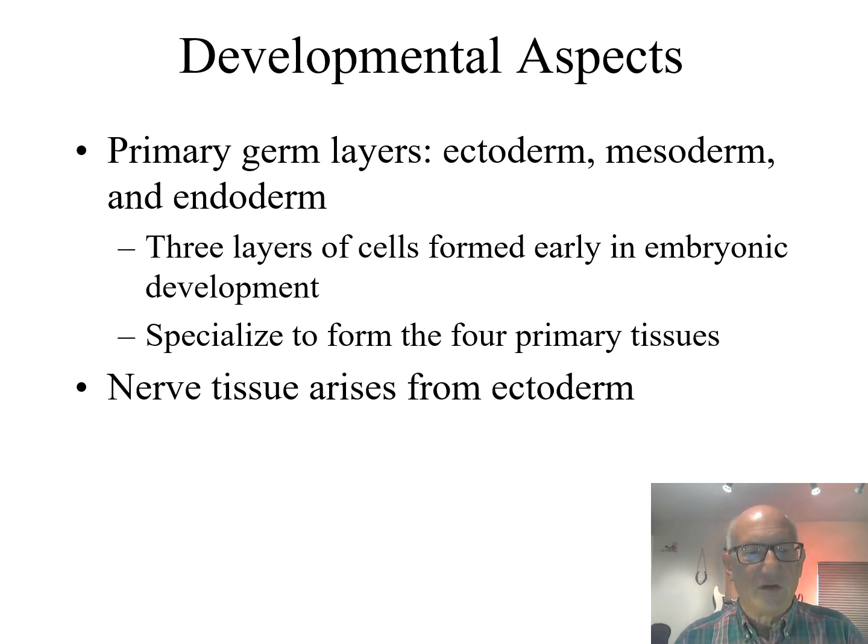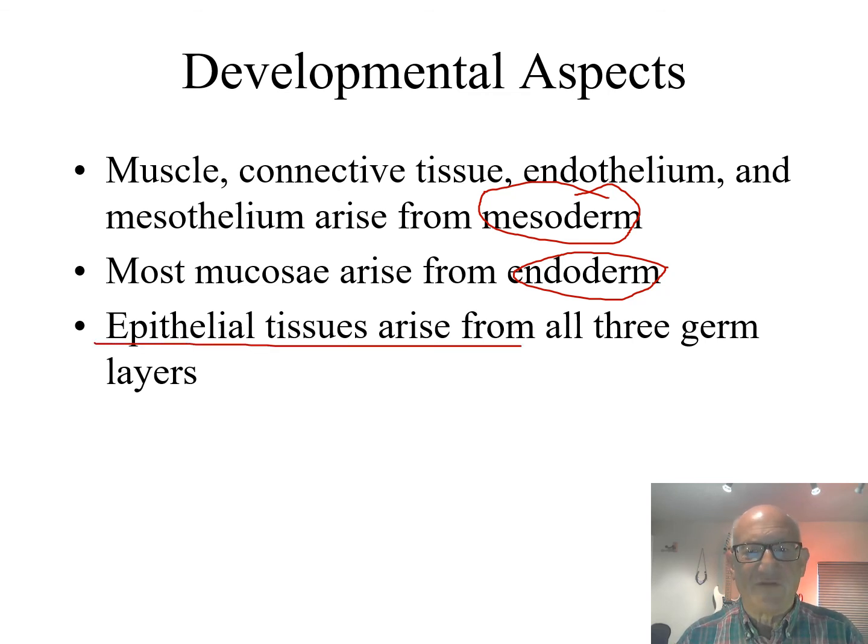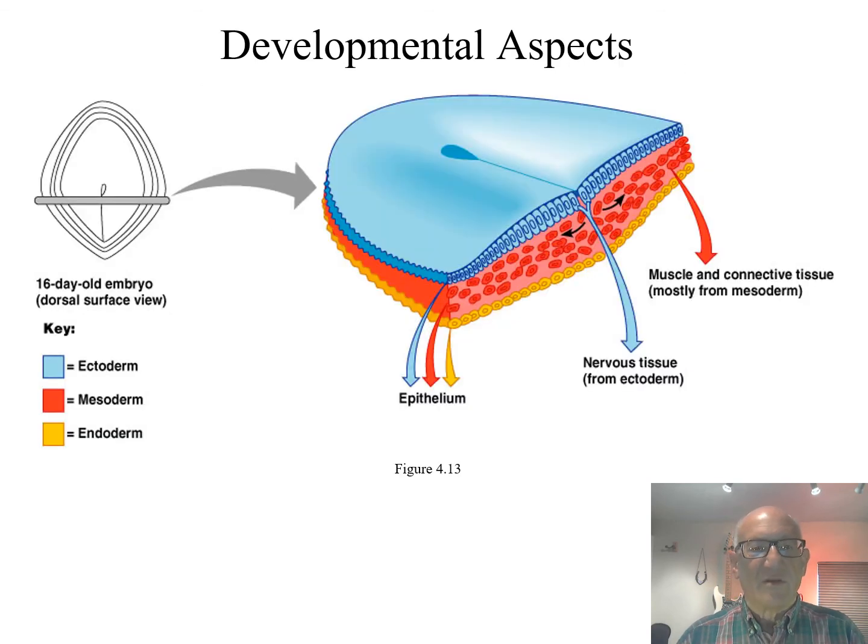Nerve tissue arises from ectoderm. Muscle and connective tissue and endothelium and mesothelium arise from the mesoderm. And most mucosa arise from endoderm. Epithelial tissues arise from all 3 germ layers. Here we see the 3 germ layers: ectoderm in blue, mesoderm in red, and endoderm in yellow. Epithelium comes from all 3 layers.